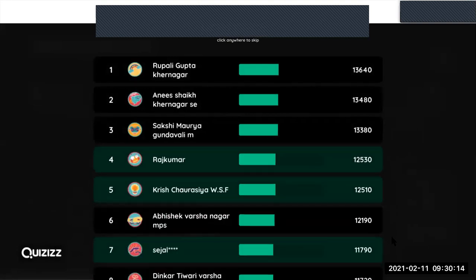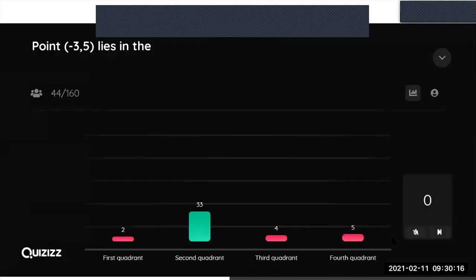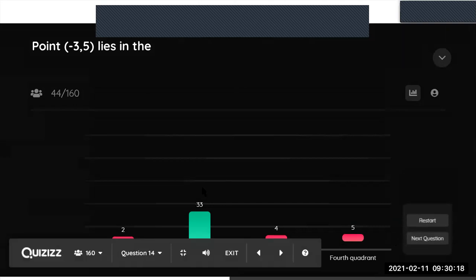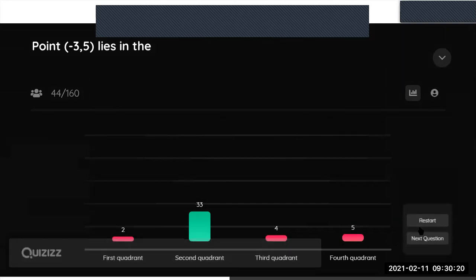Nisha, Shravani, Rajkumar, Krish, Abhishek, Sejal, Dinkar Tiwari. 33 of you got it right. Very few students tried to attempt this one.